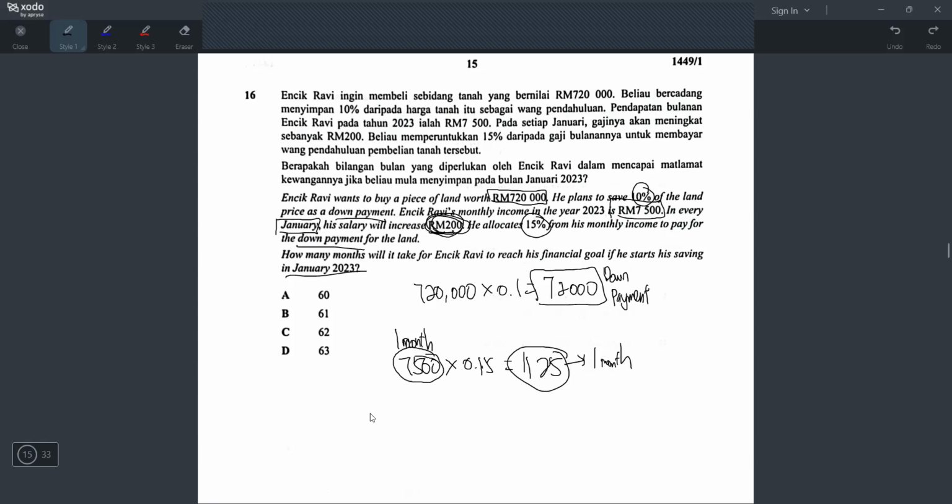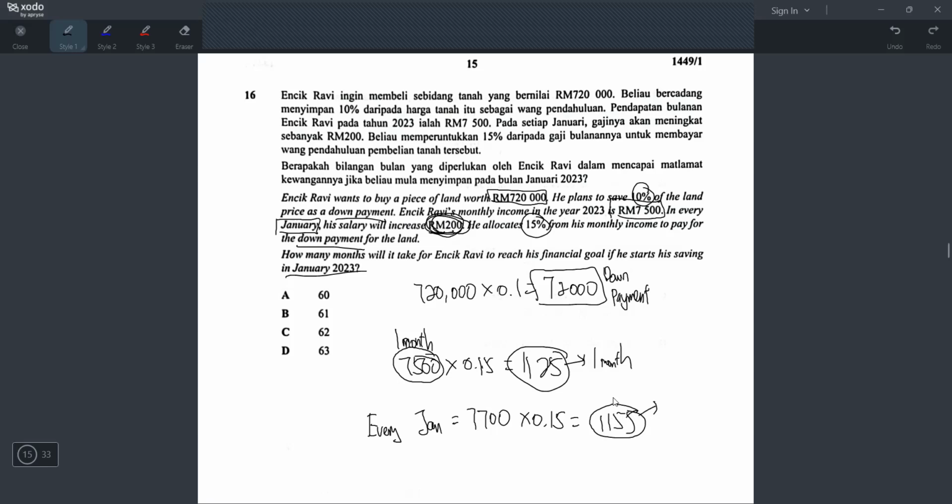It means every January, your salary increases 200. It means your monthly income is 7,700, because your monthly income is 7,500, but only in January your monthly salary increased 200. That's why 7,500 plus 200 is 7,700. And when you multiply with 15%, you will get the amount you save for January. Right? So 7700 times 0.15, what you get? 1155.